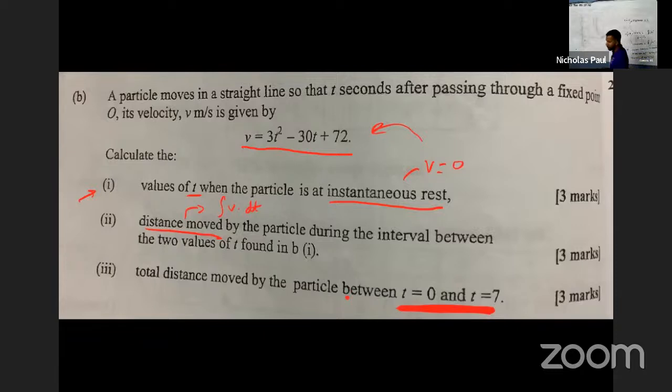Right, go ahead. I'll give you a few minutes. Take your time, do your integration, plug in your values. Let's see what you got.